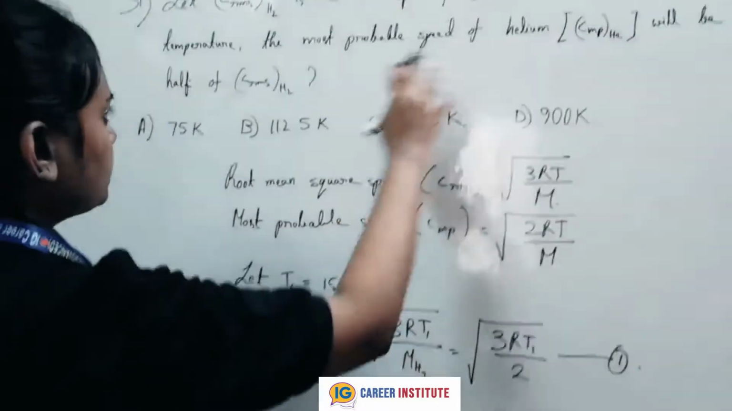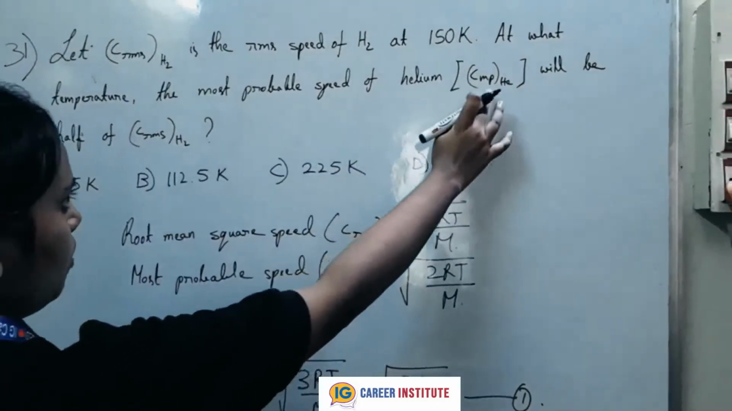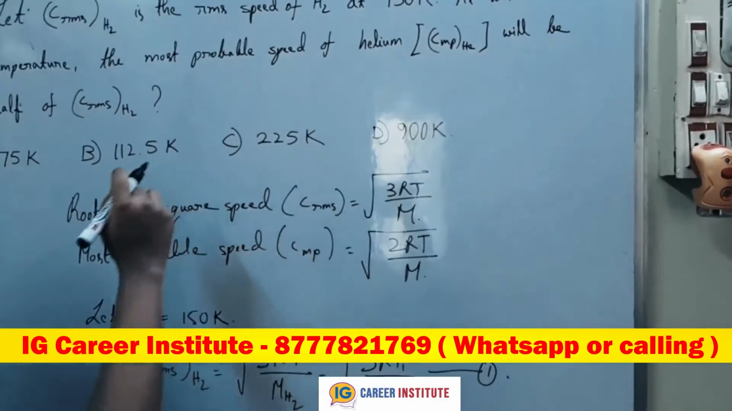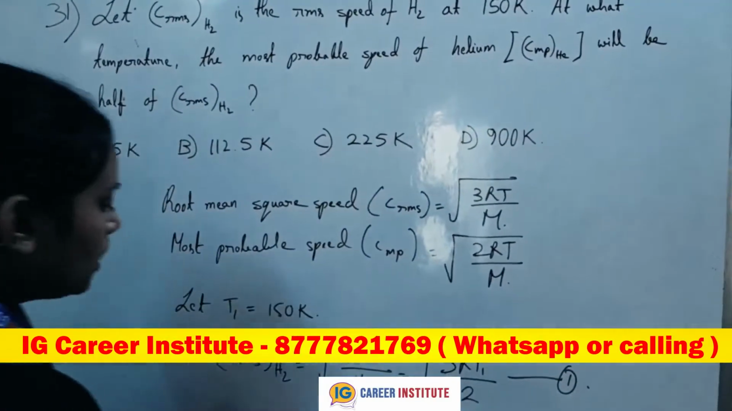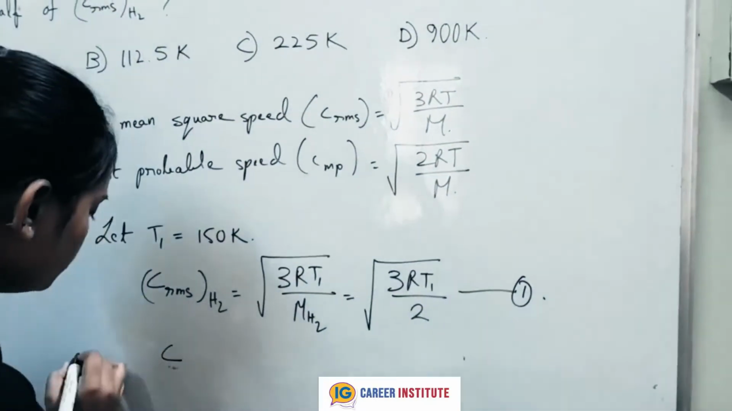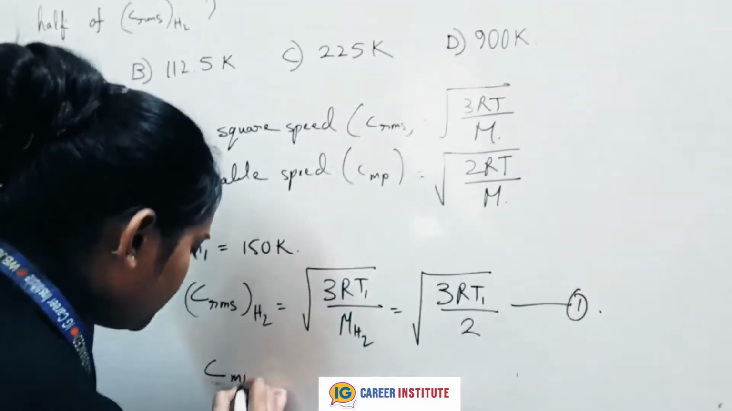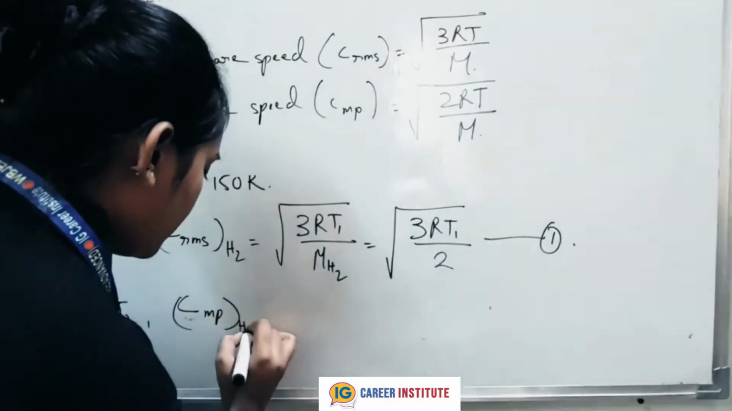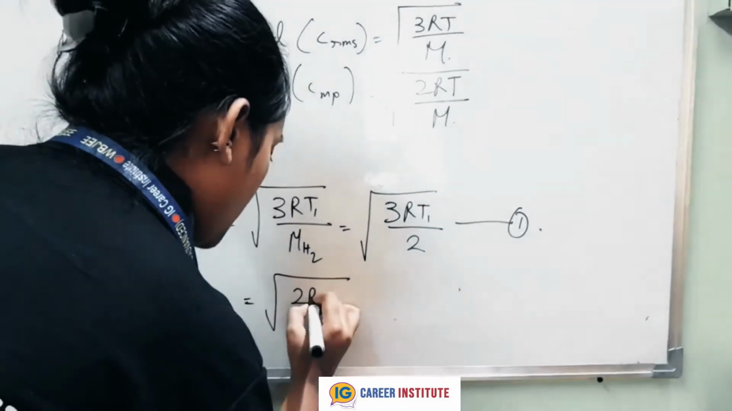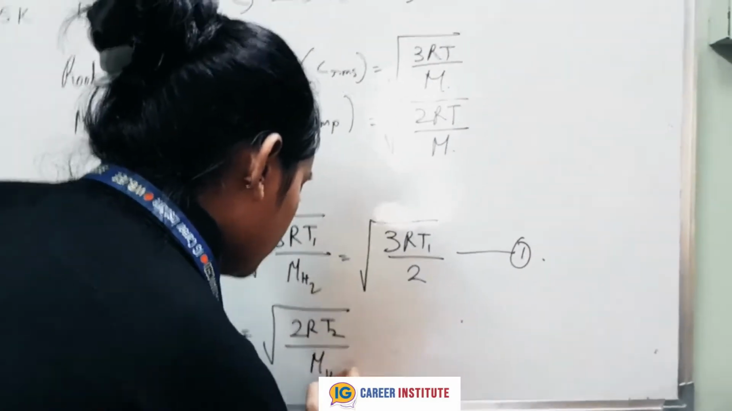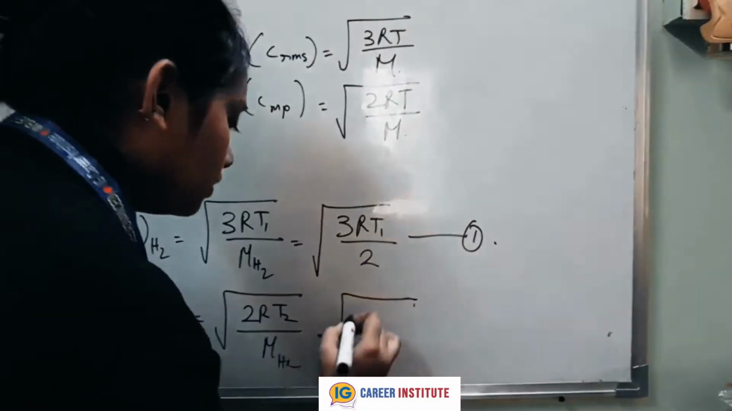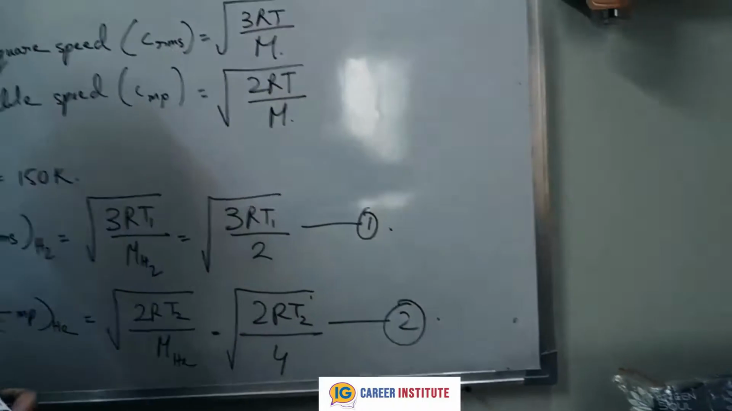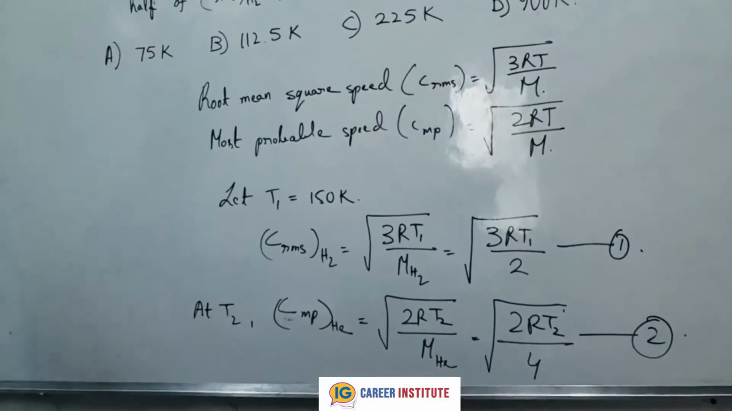Next it is said that the CMP of helium is at a different temperature. So let the temperature be T2, which we actually have to calculate. At T2, CMP of helium will be root over of 2RT2 by the molecular weight of helium, which is 4. So this is my equation 2.